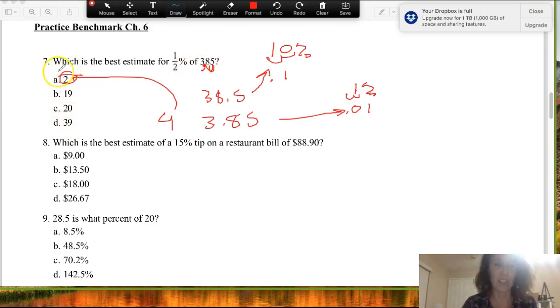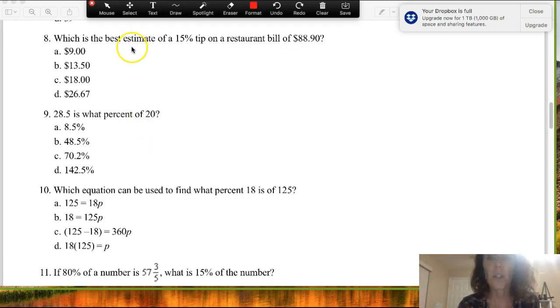So think of it logically, all right? Since it's multiple choice, use your reasoning skills. This is a great skill, guys. The best estimate, if you want a 15% tip on a restaurant bill, and here's your bill, $88.90.